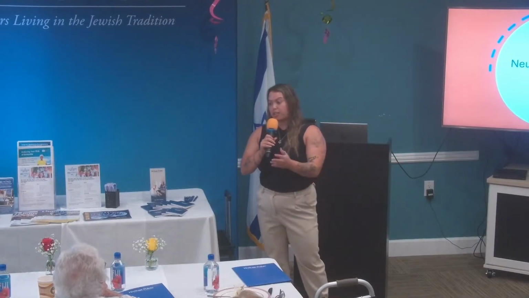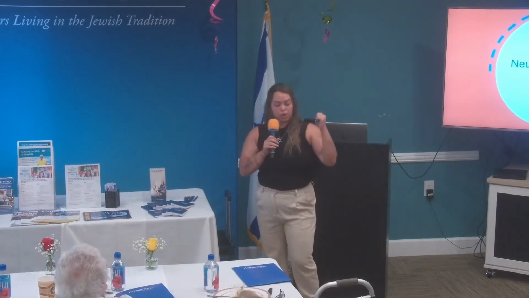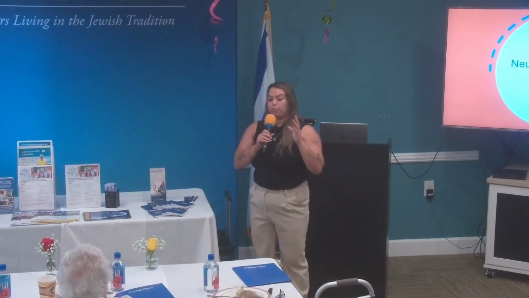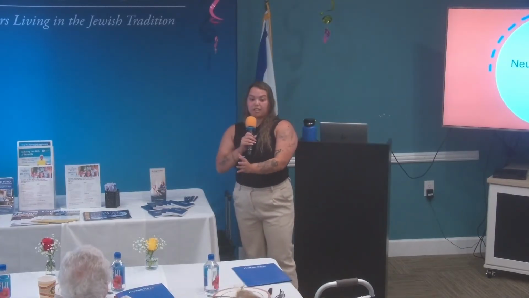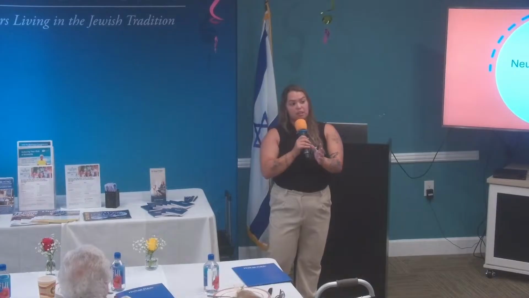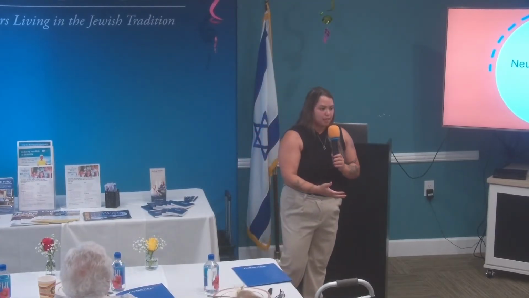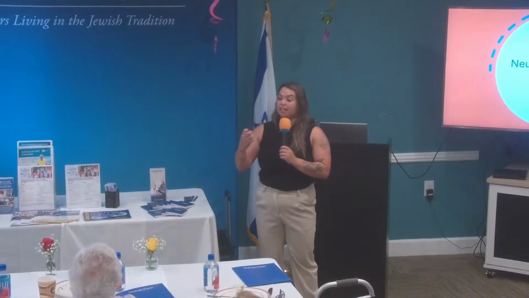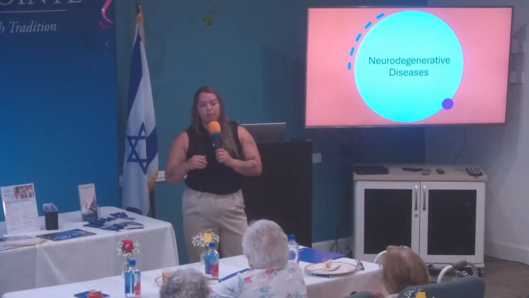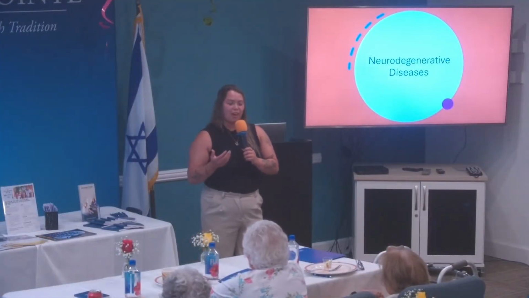By 40, they'll get tau tangles, which we'll go over what those mean. And then it's not until 50 where they get cognitive delays, where they get cognitive symptoms, right? But in the general population, that doesn't work that way. People get it sporadically, right? Because it's not genetically tied. Some are, but 96% of all AD cases do not, right?